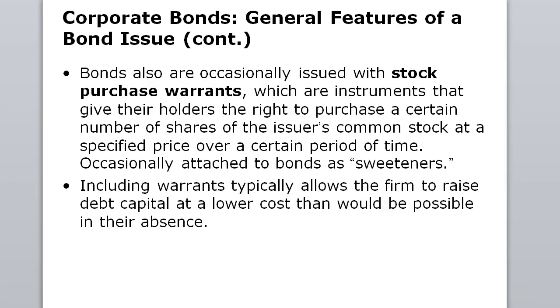Bonds also are occasionally issued with stock purchase warrants, which are instruments that give the holders the right to purchase a certain amount of shares of stock at a specific price for a certain period of time. So it's a sweetener to help lower the cost of the bond, which means lowering the interest rate paid to investors if they include this purchase warrant. Including warrants typically allows firms to raise debt capital at a lower cost than is possible in their absence. So it's just an added benefit. A stock purchase warrant acts a lot like a call option.